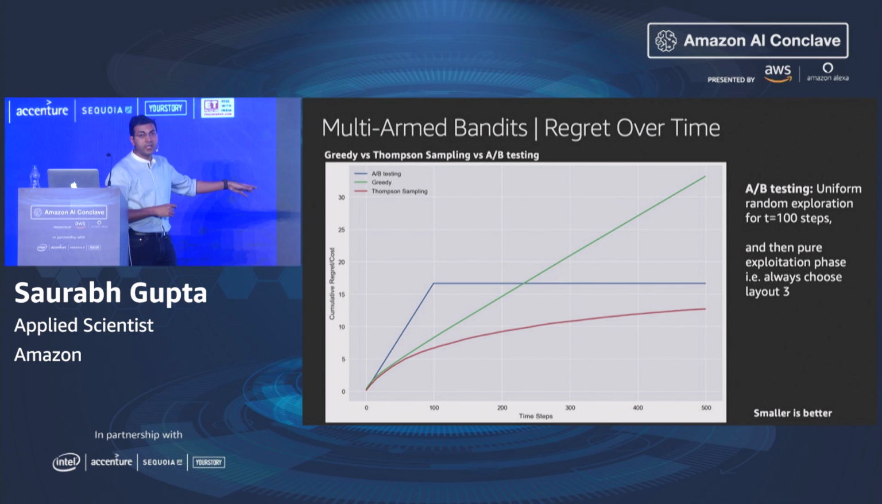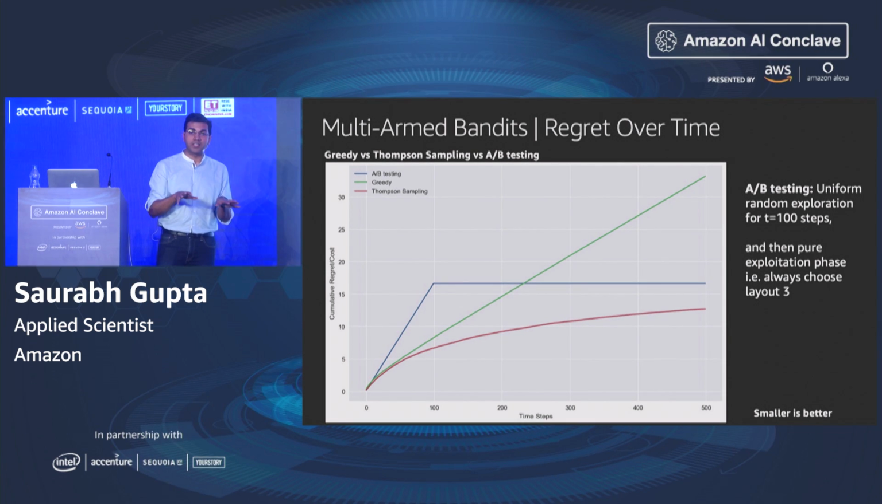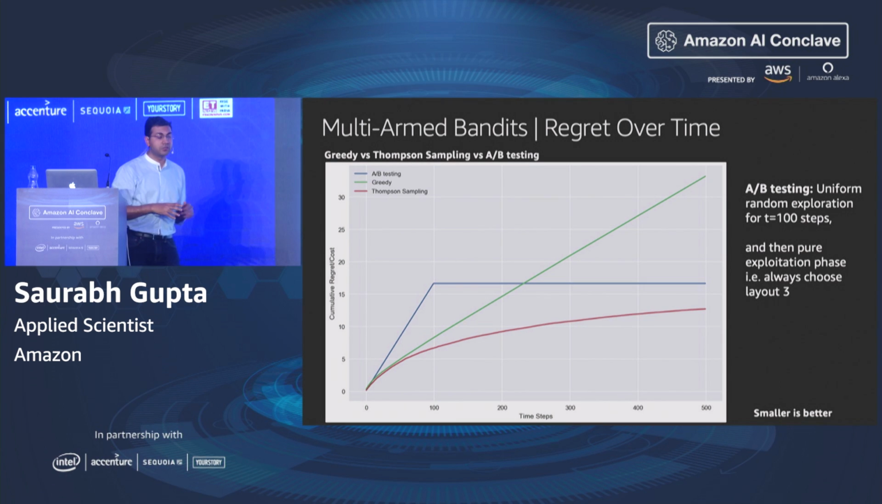Now here, 100 is actually a bad assumption. It will be way worse in practice if we do some statistical analysis to be sure that actually layout 3 is the best one. But you get an idea that with A/B testing, the percentage of traffic that goes to different layouts is fixed over the course of the experiment. But for Thompson sampling, we are constantly adjusting it so that we direct more traffic to layout 3, which is the best one. So this is why bandits are really good if you want to do A/B testing.